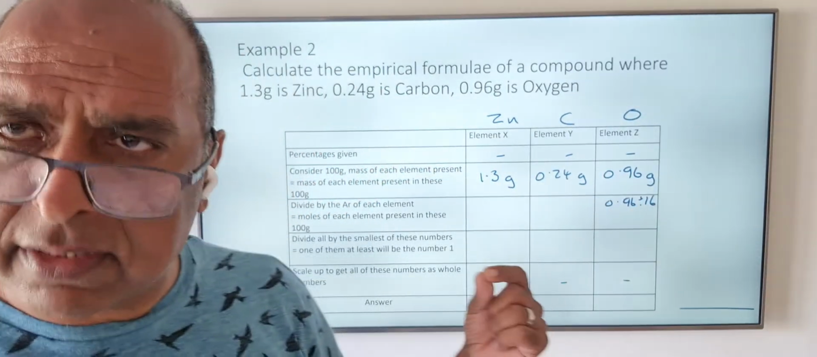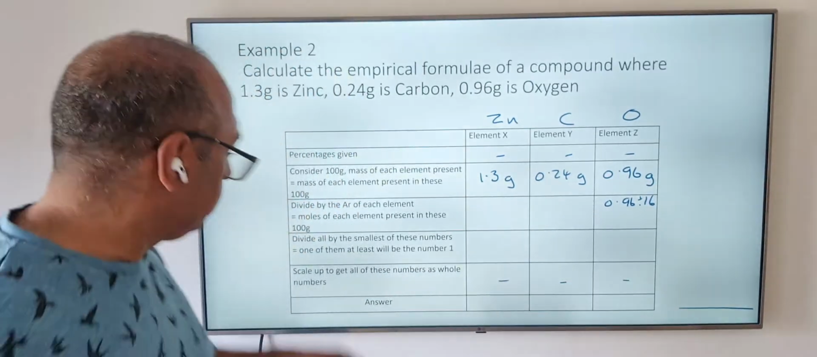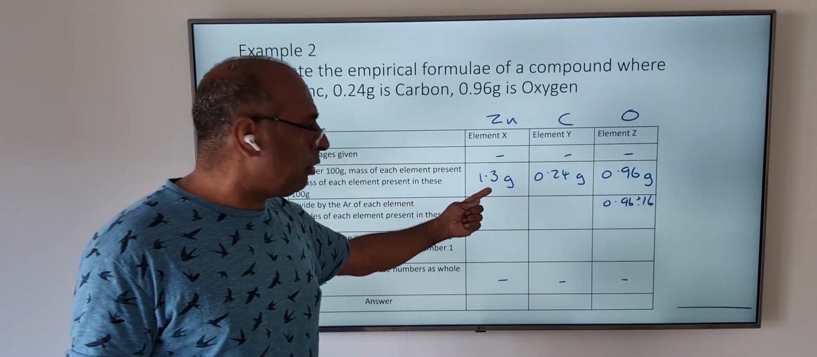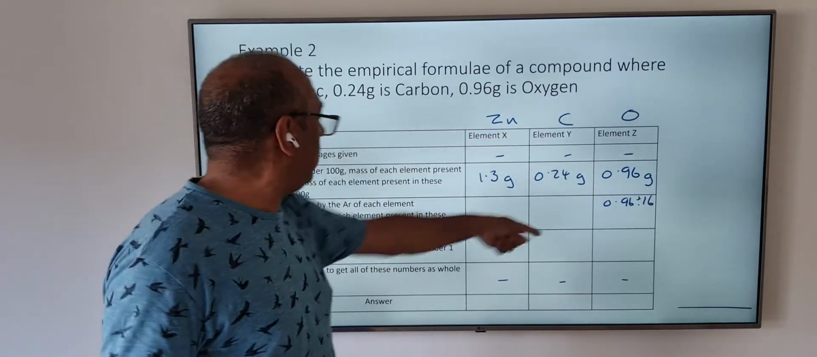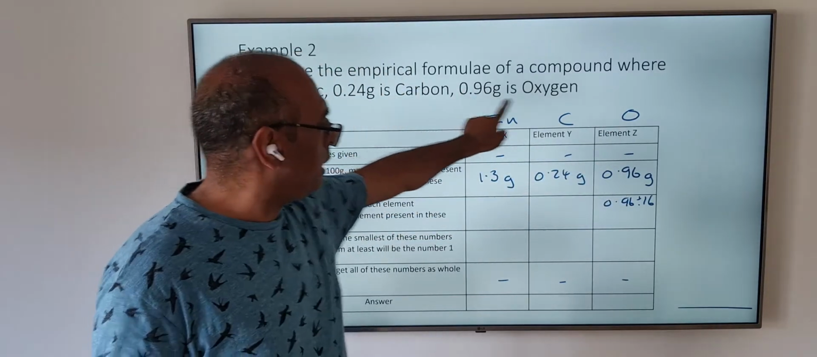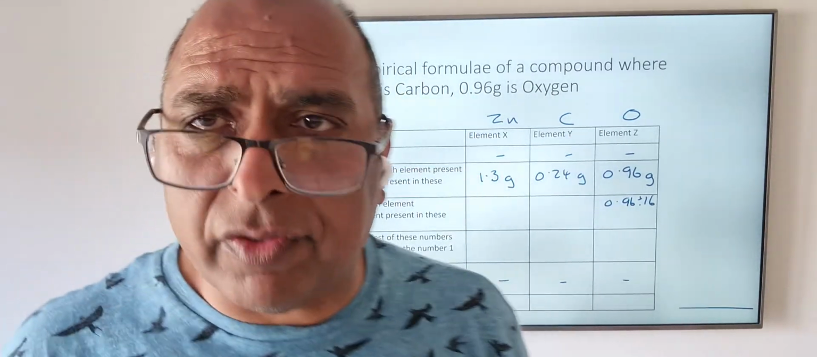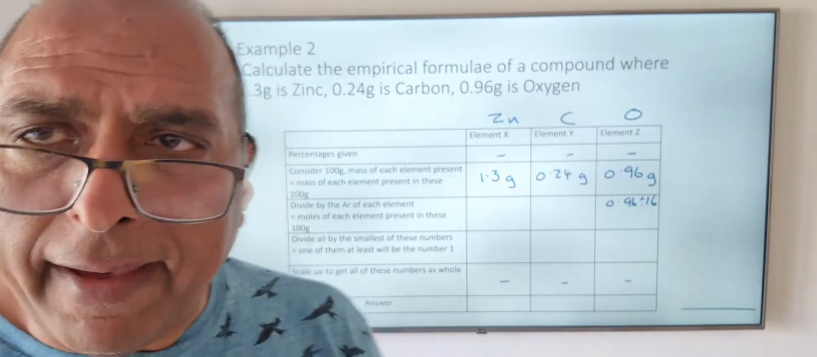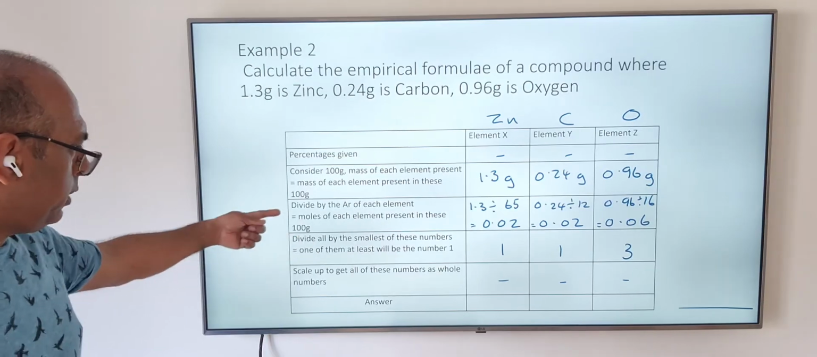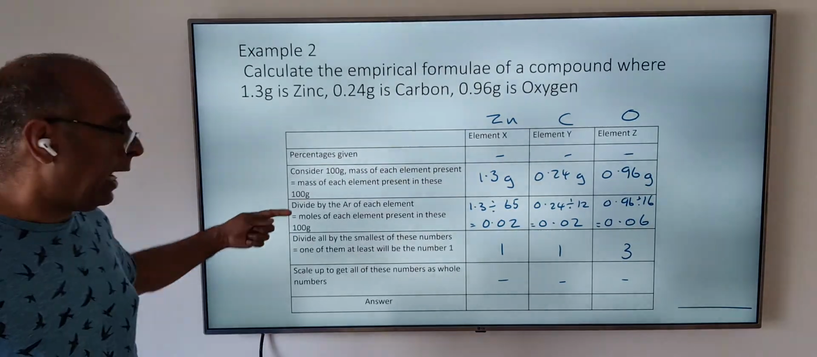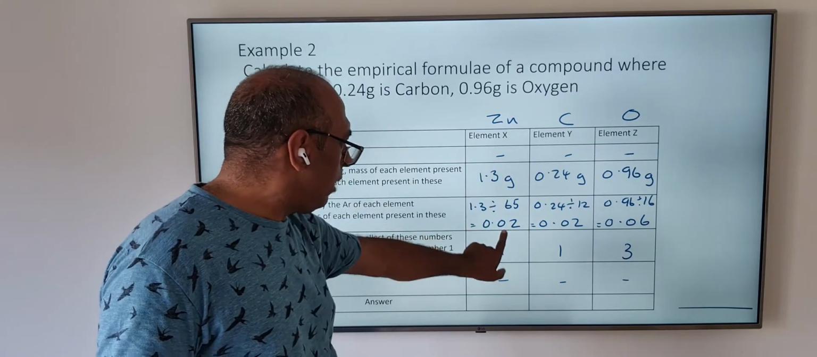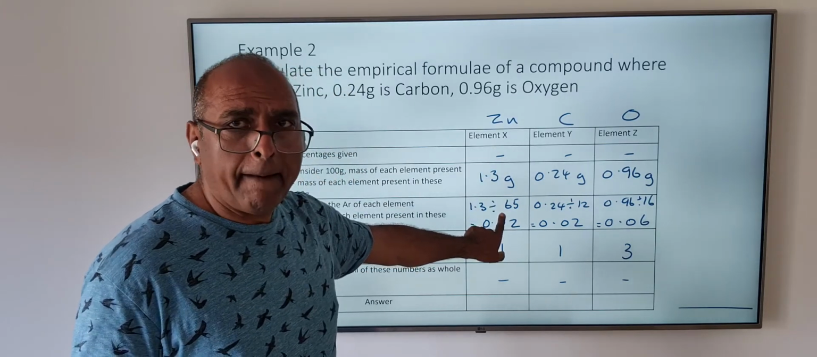Can you see how the masses question will be a little bit easier? You put 1.3 grams of zinc straight in. Zinc, carbon 0.24, oxygen 0.96. You're given those, you put those in, they are the masses. Right, now, how do we turn the masses into moles? Well, you divide by the relative atomic mass.